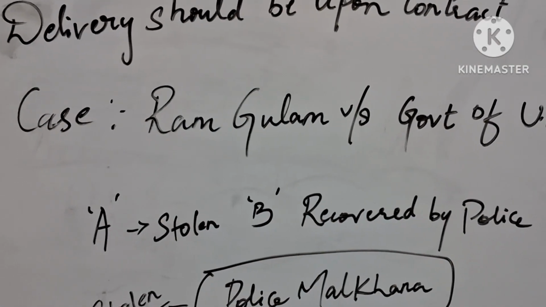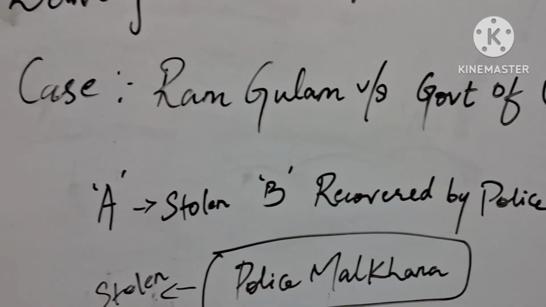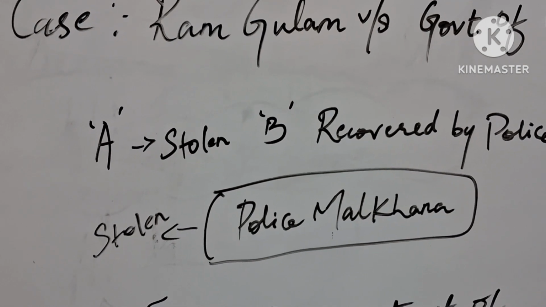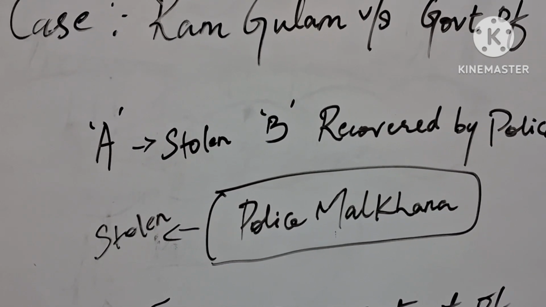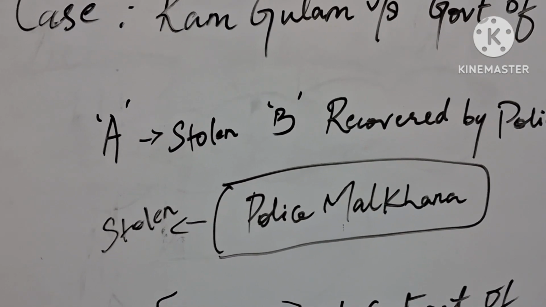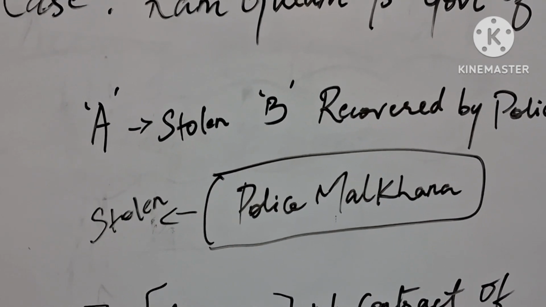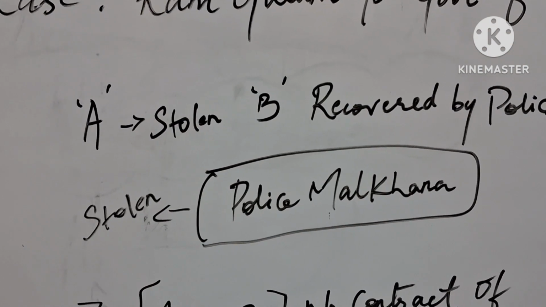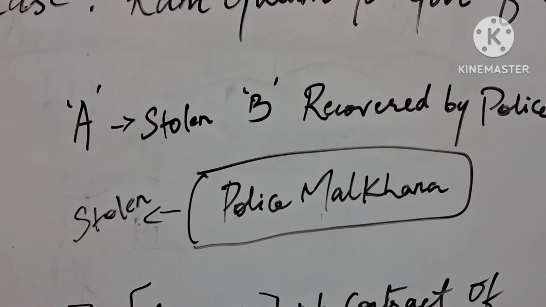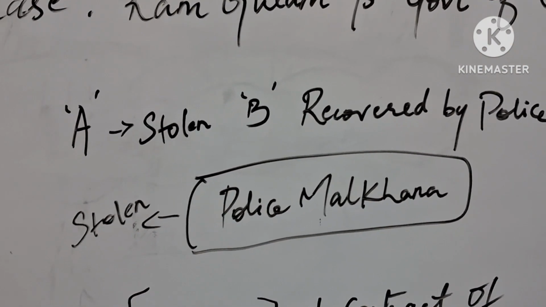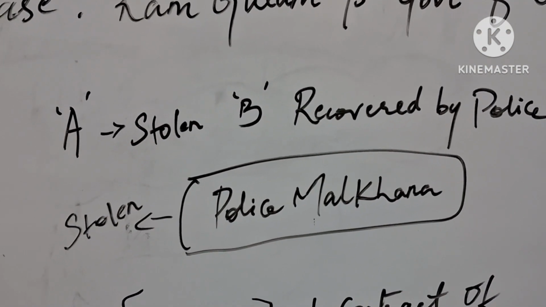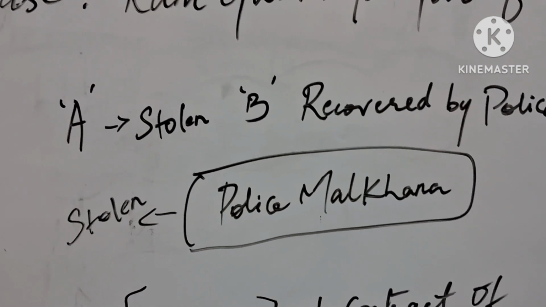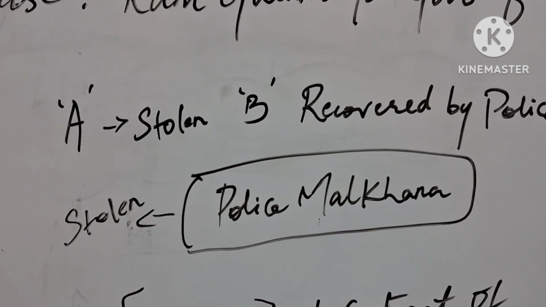You will better understand this with the help of the case law Ram Gulam versus State of UP. So in this case, there was a person, let us name him A. Some property was stolen, and then it was recovered by the police. Now in this case, B is the defendant, who is the police. A's stolen property was recovered by the police. Now the stolen property was kept in the police malkhana. Again it got stolen from there.